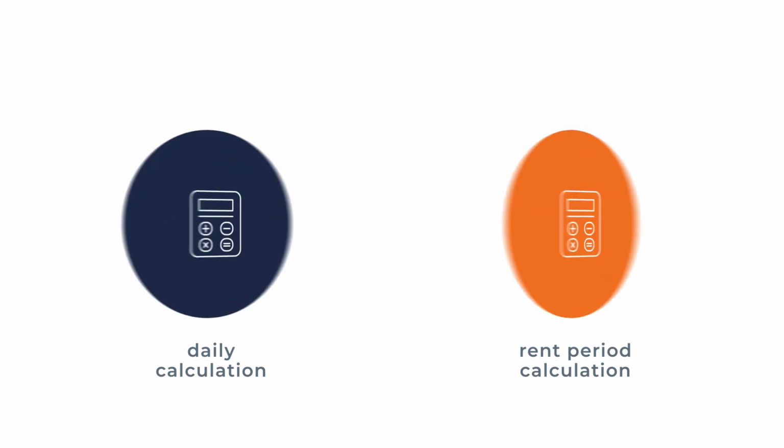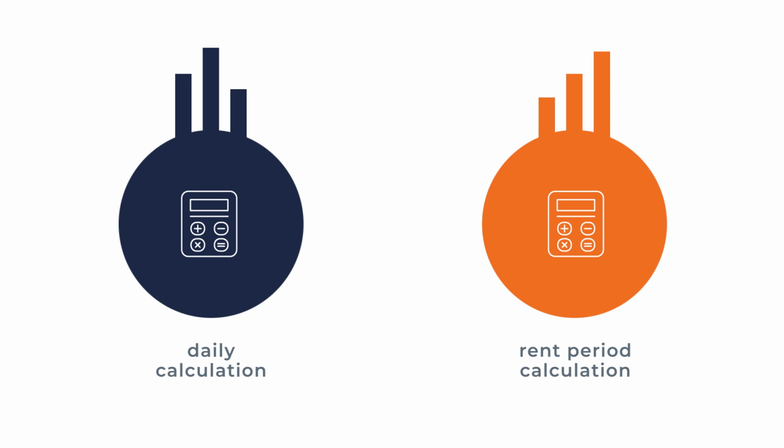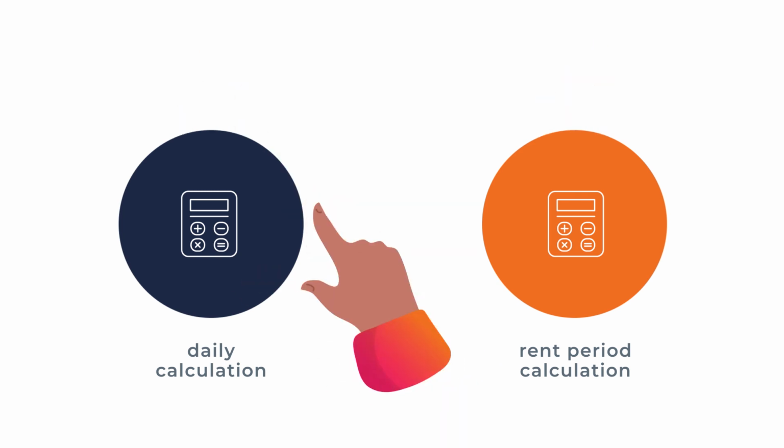Console Cloud can calculate a tenant's rent arrears in two different ways. It does this by either calculating rent arrears on a daily basis or by rent period calculation. While there are similarities between these methods, they can produce quite different results. For that reason, it's important to understand the differences between them when selecting your preferred method.